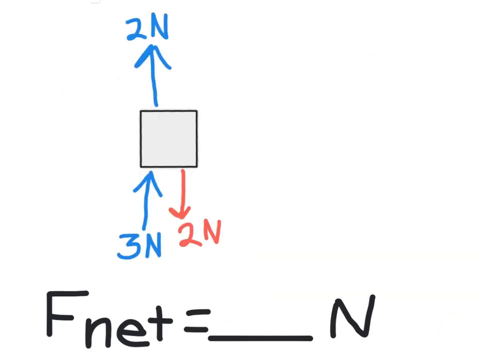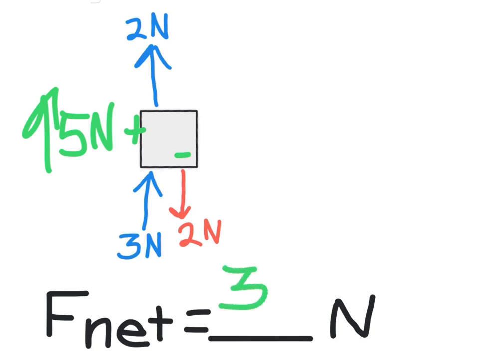On this problem, we have 3 different forces acting on the object. 2 of them in blue are going in the same direction. The third in red is going a different direction. To begin, we need to add the 2 forces that are going in the same direction. So 3 newtons plus 2 newtons is going to give us 5 newtons of force going up. And we need to subtract the 2 newtons of force that are going down. So 5 newtons minus 2 newtons means our net force is 3 newtons, and our direction of motion is going to be up.